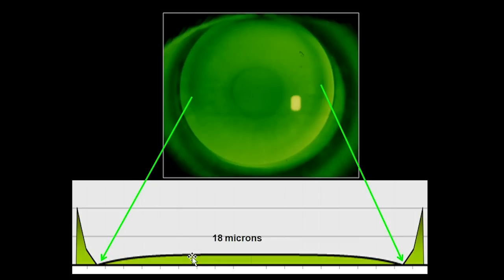And with our 18 microns of clearance, remember the ideal number being between 10 and 20, you can see those contact points where the fluorescein thins out, the lens comes in contact with the eye here at 9 o'clock and over here at 3 o'clock. This would be considered an ideal fluorescein pattern. And in this case, we would expect a very well-centered contact lens.